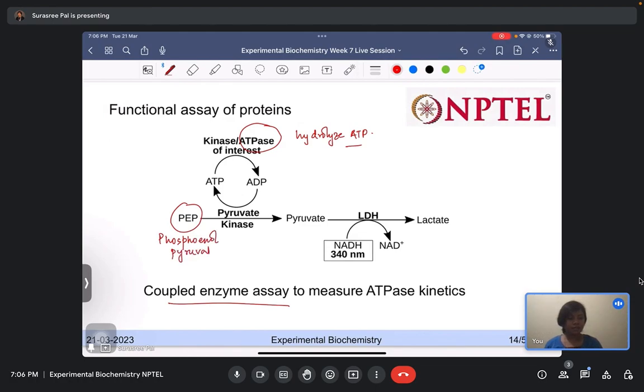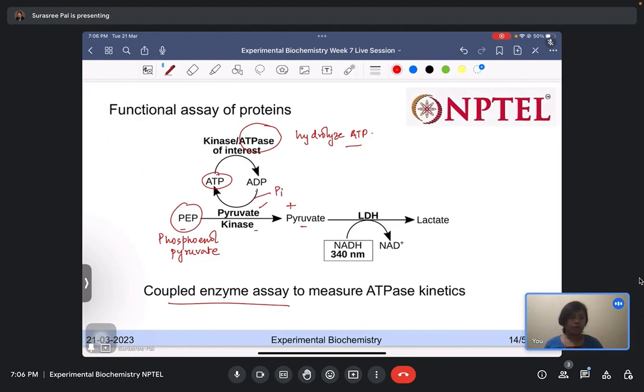So PEP is a substrate for the enzyme pyruvate kinase. Pyruvate kinase converts phosphoenolpyruvate to pyruvate, and essentially what it does is take a phosphate group from the phosphoenolpyruvate and convert it into pyruvate. This phosphate group is then added to an ADP molecule, converting ADP to form ATP, or adenosine triphosphate.